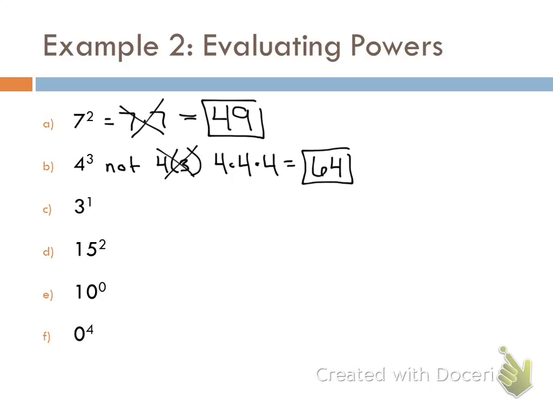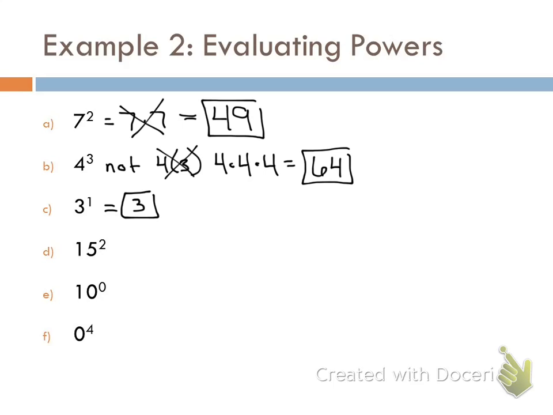All right, and then what about 3 to the 1st power, or any number raised to the 1st power? Will be? 3. Just 3 in this case. So any number raised to the 1st power will be that number itself, because it's just that number one time. All right, so 3 to the 1st power is 3.